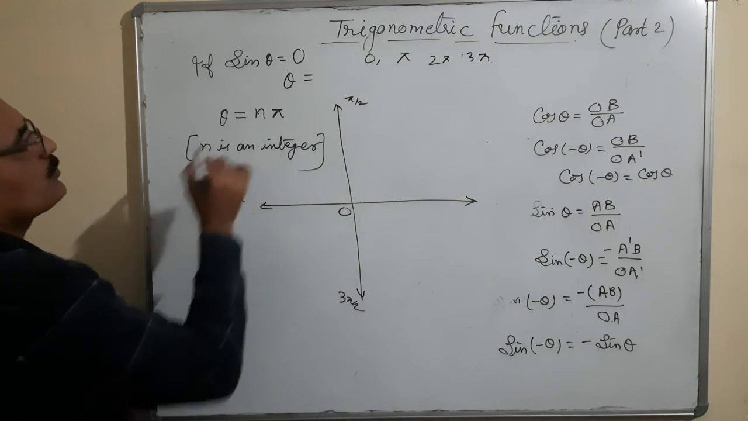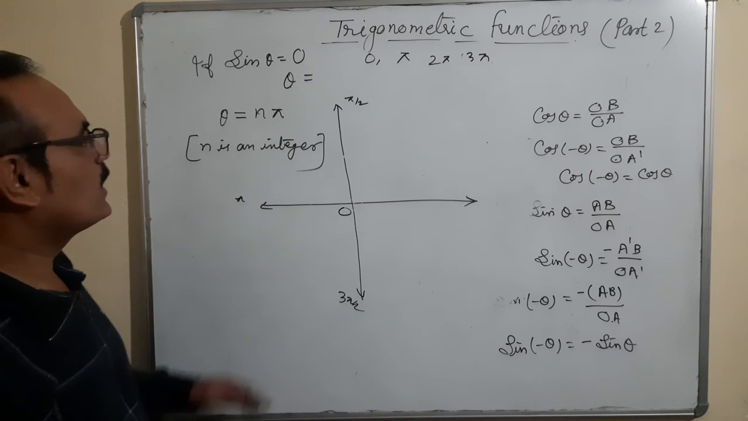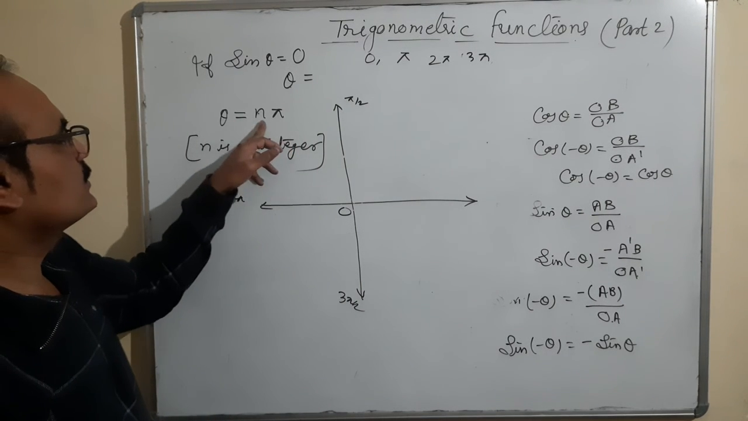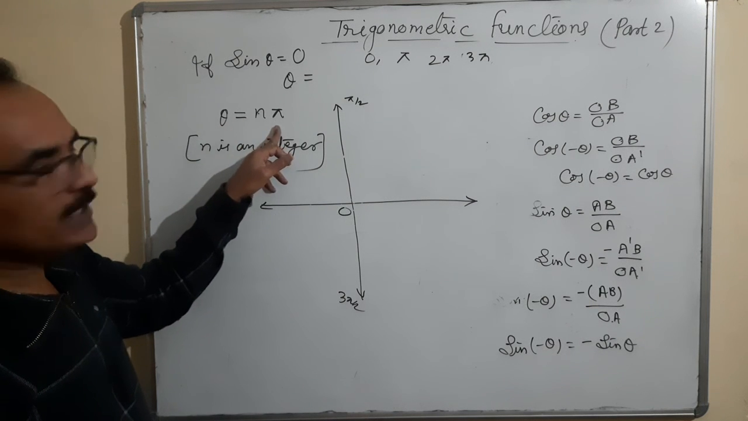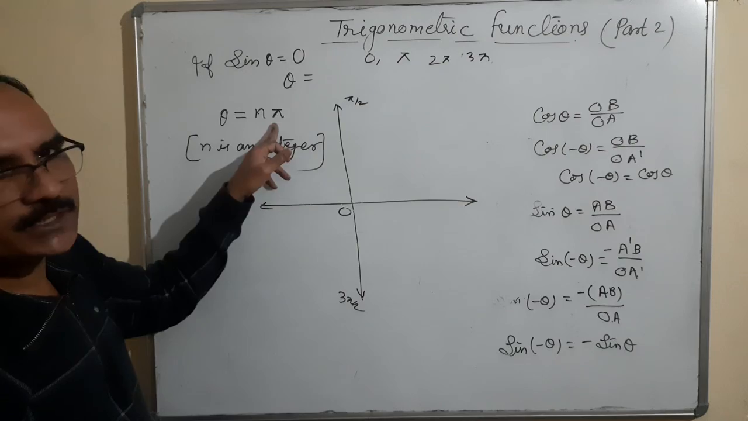Now you can put the value of n starting from 0, 1, 2, 3, minus 1, minus 2, minus 3. For 0, theta is equal to 0. When you put 1, then theta is equal to pi, 180. When you put n is equal to 2, theta is equal to 360.